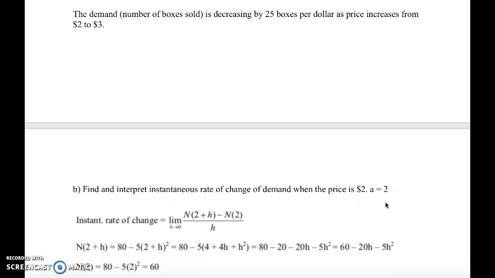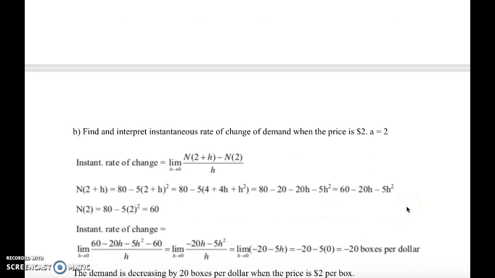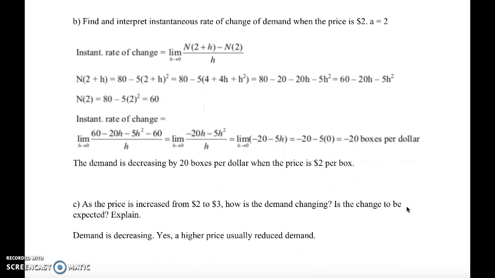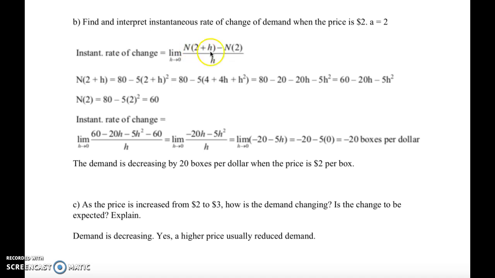Now let's interpret the instantaneous rate of change when the price is at $2. So let's see what's going on at exactly $2, where a is equal to 2. We plug that in, and we need to find our n of 2 plus h. We did find our n of 2 already, which was 60. We plug in our n of 2 plus h, do our foiling, do all the things we need to do, and we end up with 60 minus 20h minus 5h squared. When we plug that into our instantaneous rate of change limit, notice that, again, our 60s cancel out, and we end up with negative 20h minus 5h squared over h.